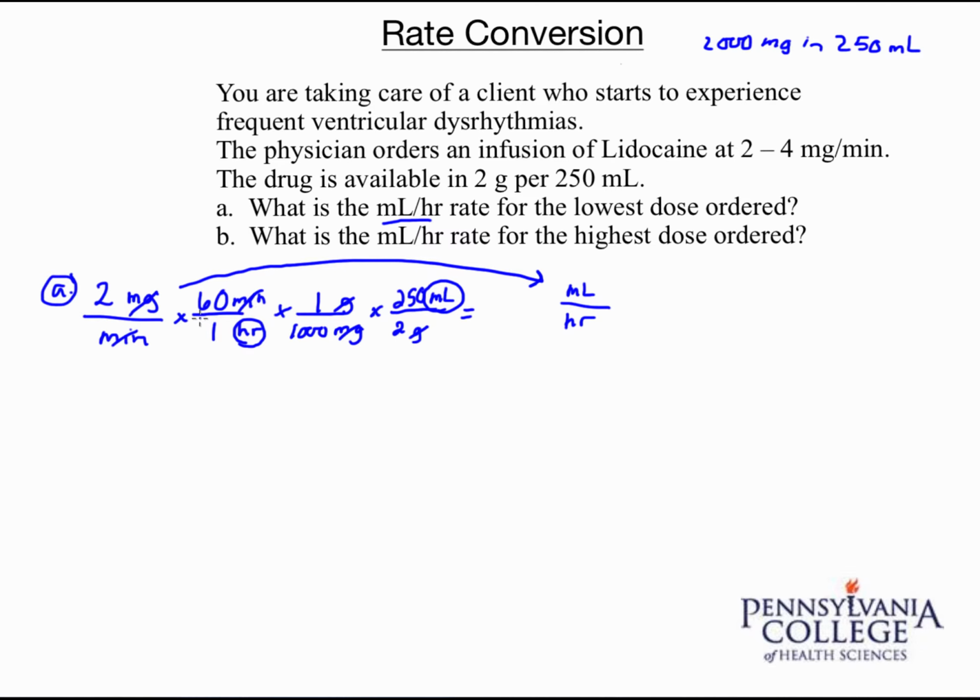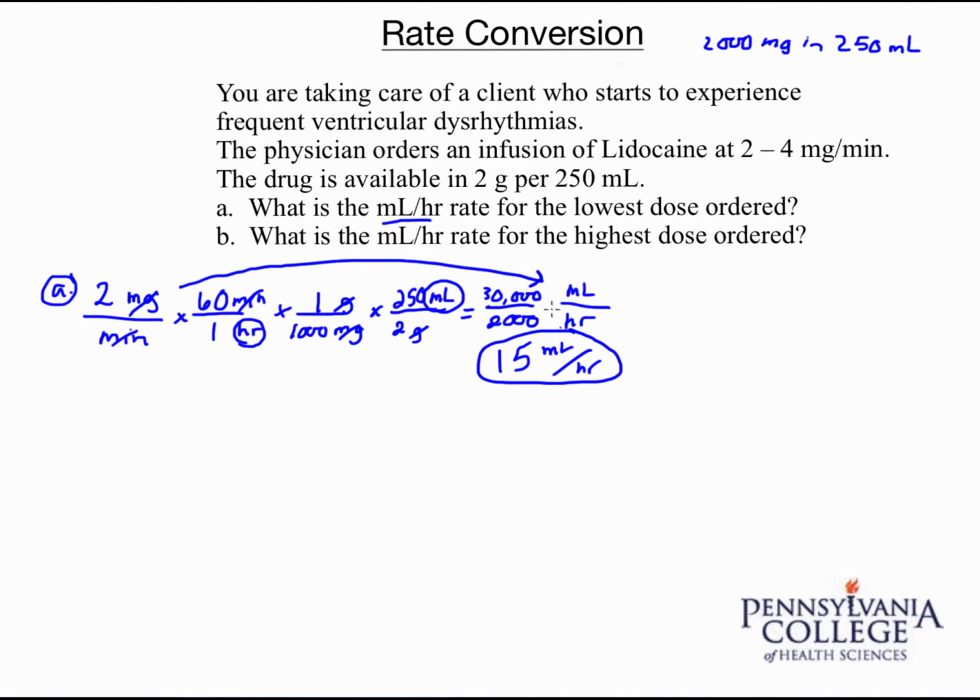If you multiply the numerators here, 2 times 60 times 250, you get 30,000. And if you look at the denominators, I have 1 times 1,000 times 2. This is going to be 2,000. It should be pretty clear that our simplified version here, if we were to take 30,000 divided by 2,000, what we get would be 15. So this would be 15 milliliters per hour. That would be the minimum dose.